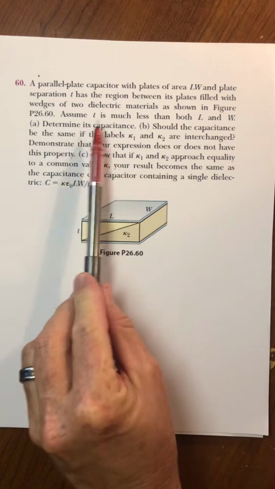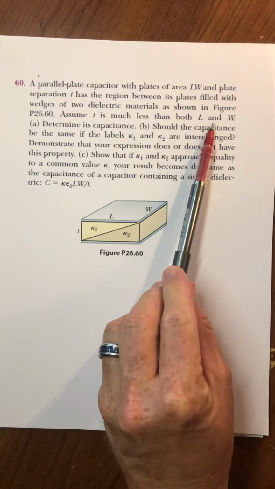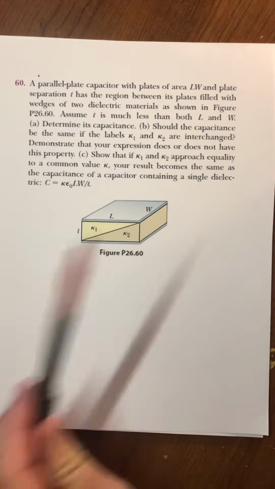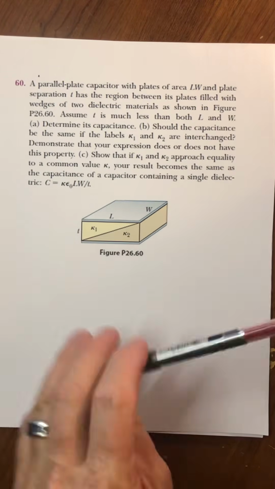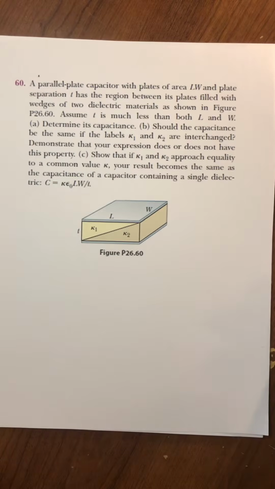It says, go ahead and assume T is much less than both the L and the W. That way we can kind of use our results for an infinite plate, and that's what we're going to do here. It says, A, determine the capacitance. And so here's kind of the strategy here.